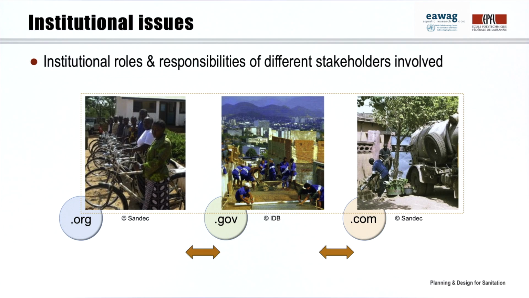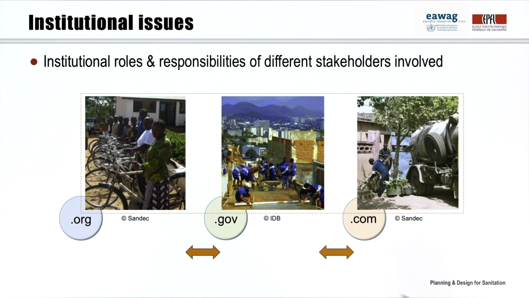A key concern of CLUES is about clarifying the roles and responsibilities of the different stakeholders involved. In most countries, this means a mix of civic, or .org, public, .gov, and private, .com stakeholders that all have a role to play and need for better arrangements for effective service delivery.